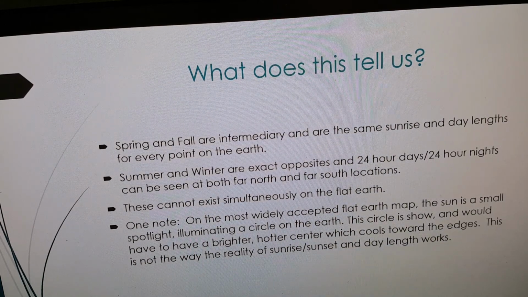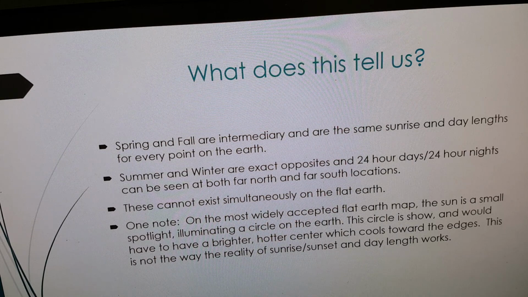So what exactly does this tell us? Spring and fall are intermediary and have the same sunrise and day length for every point on the Earth. Spring and fall, it's always 12 hours, day and night for every point. Summer and winter are exact opposites of each other. 24-hour days and 24-hour nights can be seen both for far north latitudes and far south latitudes.